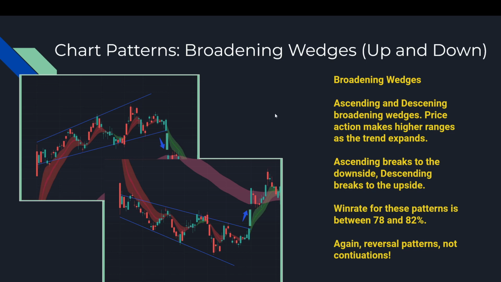Win rate for these is about 78 to 82%. These aren't all that well known. Something that you're going to notice is the more people know about the pattern, the less the win rate is. The more secretive or hidden the pattern is, obviously there's going to be people that know about it, but it's going to have a higher win rate. And take that how you want it. It might be manipulation or market makers trying to steal some of your hard-earned money.